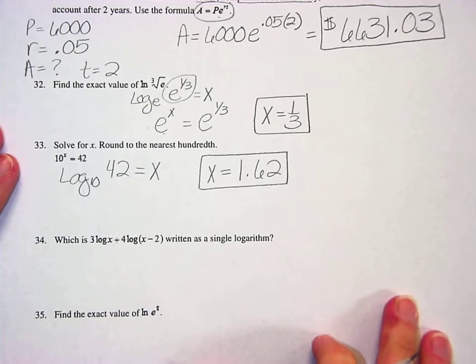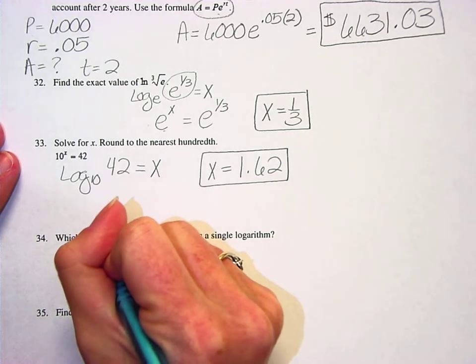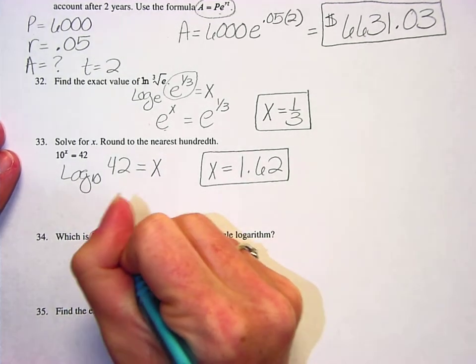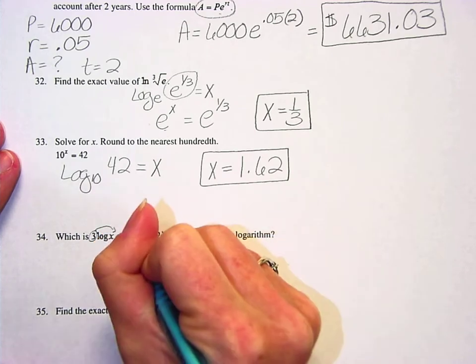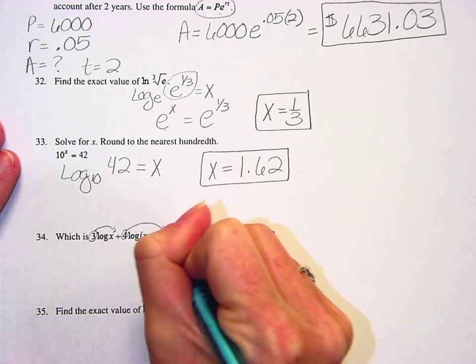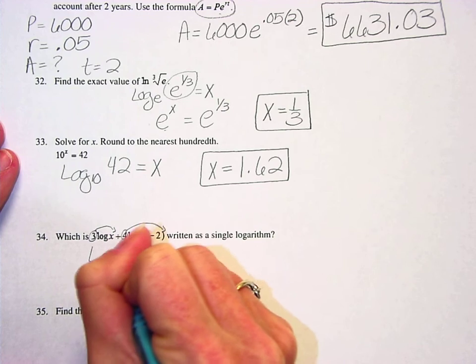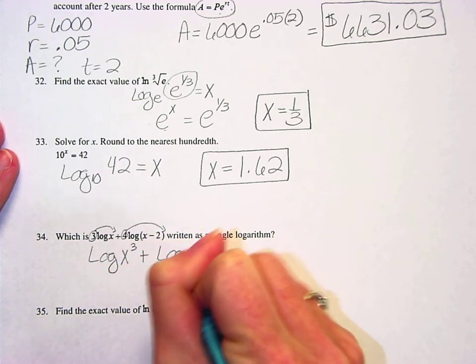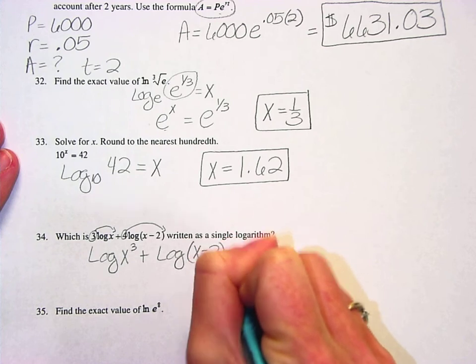All right, on 34, we're going to write this as a single logarithm, or we're going to condense. So I'm going to start by taking my lead coefficients and moving them up into my exponents on both of these. So that's going to now be the log of x cubed plus the log of x minus 2 to the 4th.